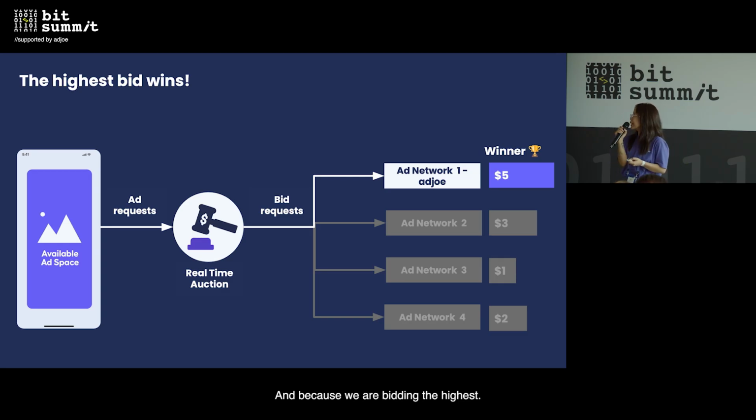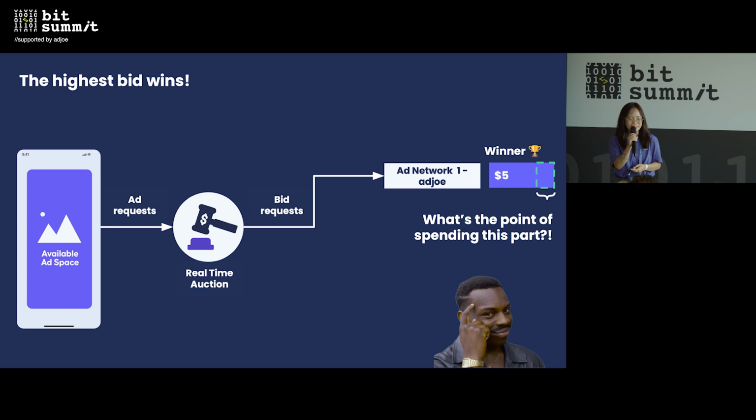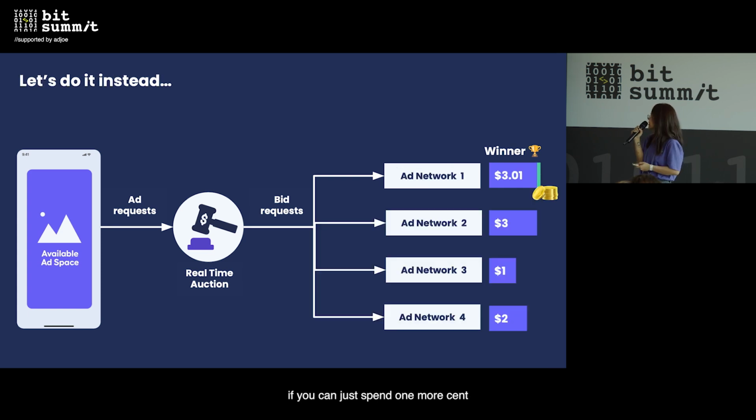Because we are bidding the highest, we won this auction. But if you look a bit closer at this picture, network 2 is bidding only $3, and we are bidding $5. So what is the problem with that? What is the point of spending an extra $2 if you can just spend 1 more cent and still be able to win this auction?